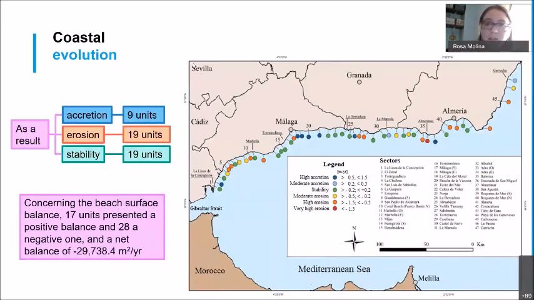The results obtained in this work: 9 units recorded accretion, 19 units recorded erosion, and 19 stability. Concerning the beach surface balance, 17 units presented a positive balance and 28 a negative one, and a net negative balance of more than 29 square meters per year.